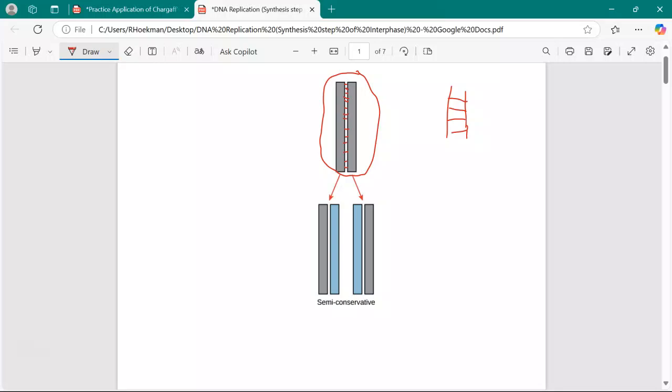So we want to think back to interphase. We had G1, where the DNA relaxed, and then in synthesis or S phase, it's when it made a copy. We're going to talk about that process. Like, how does DNA actually make a copy of itself? So here it's showing what it actually does.